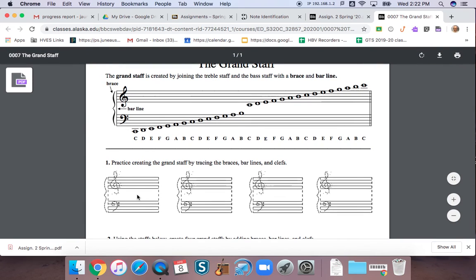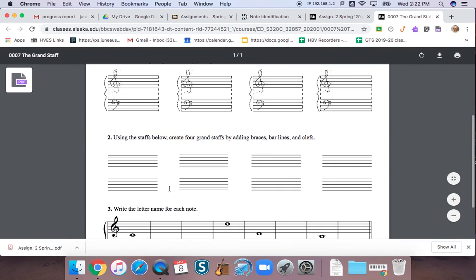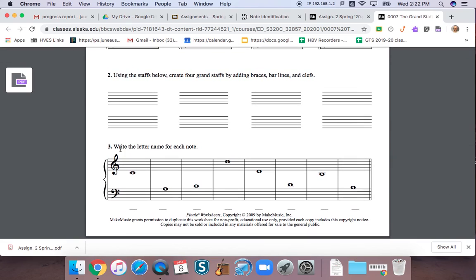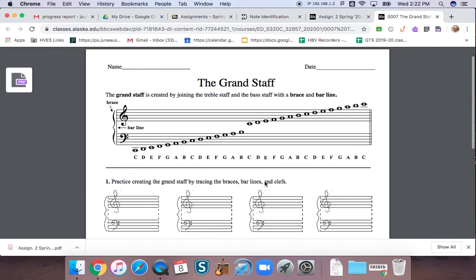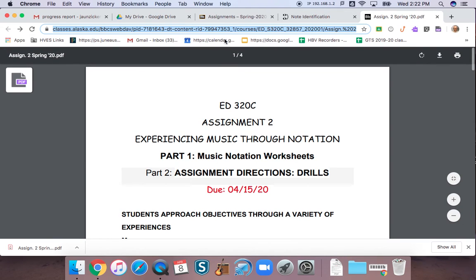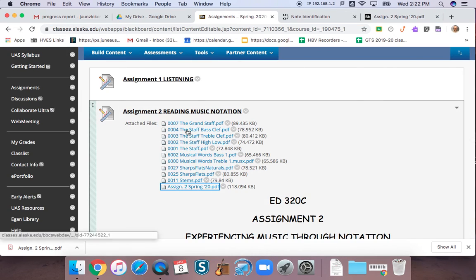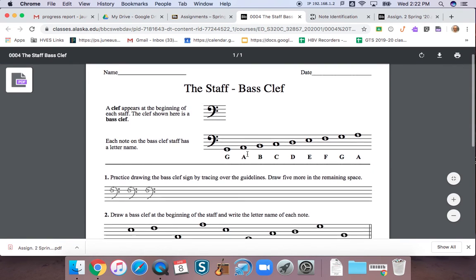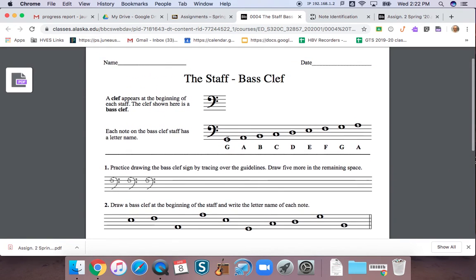So this just has you draw treble clefs and bass clefs, and then you figure out the note names, and their answers are right here. And so each worksheet's kind of like that. I just want you to go through the journey, get inside of the notation. And I would recommend doing the worksheets first and then the drills, because you're going to get better at the notes by doing the worksheets first.